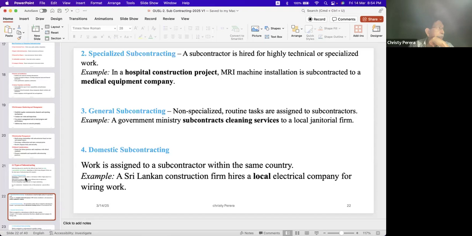Or Prime Land or some home builder, some Sri Lankan company will give a subcontract to the domestic company. Those are called domestic subcontractors.